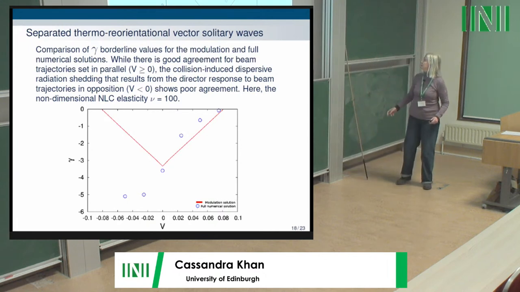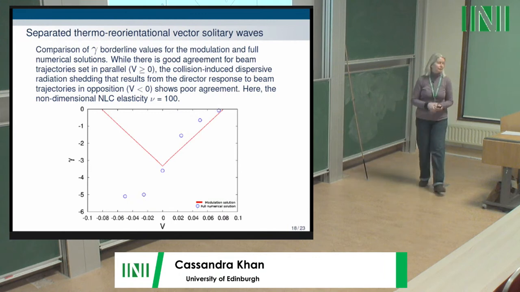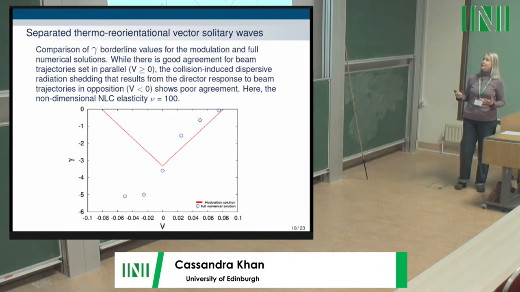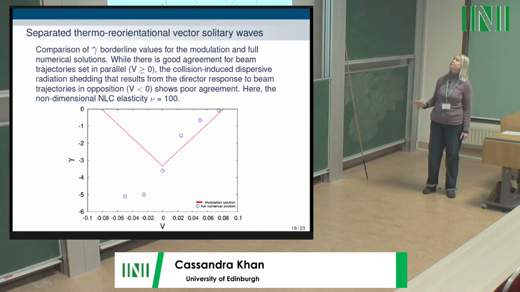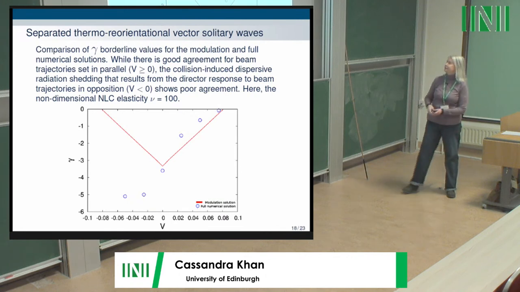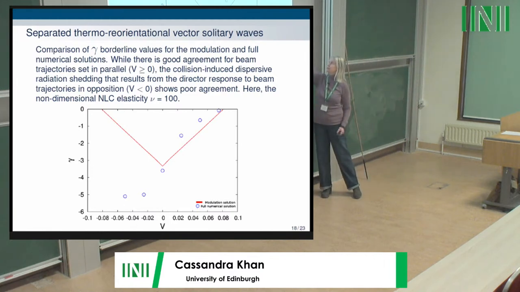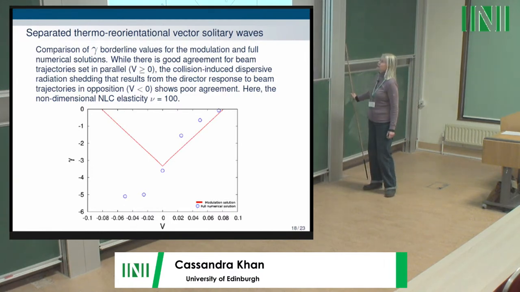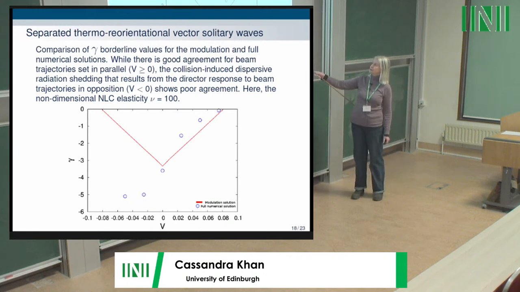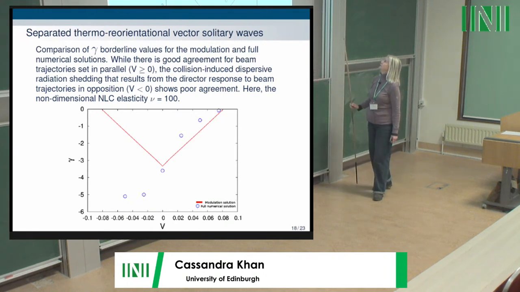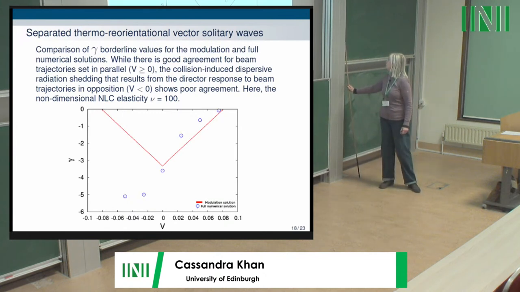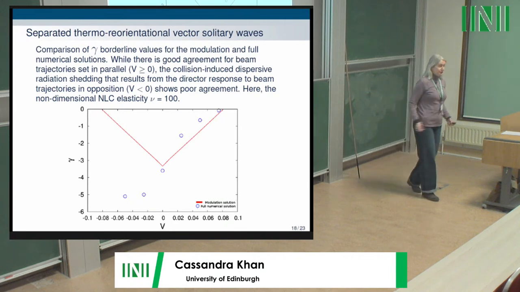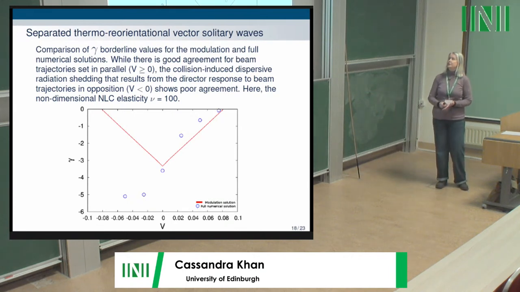When we plot the modulation theory for how this should look, looking at the borderline values for the walk-off for our modulation solution against our full numerical solution, you'll note that we get decent agreement for V greater than or equal to zero, and we get no agreement at all for V less than zero. And again, that is because modulation theory doesn't take into account that loss of energy.